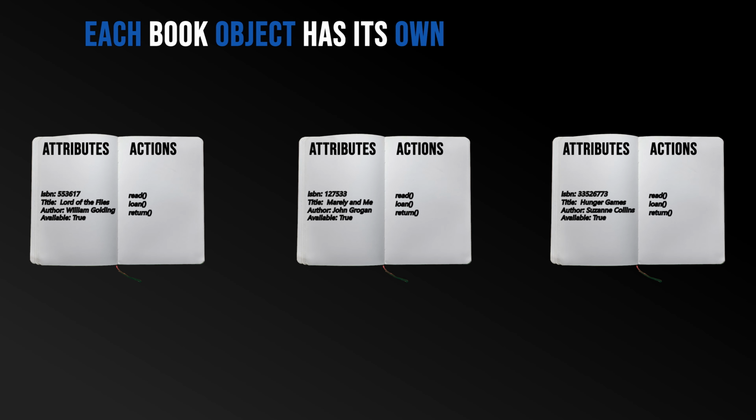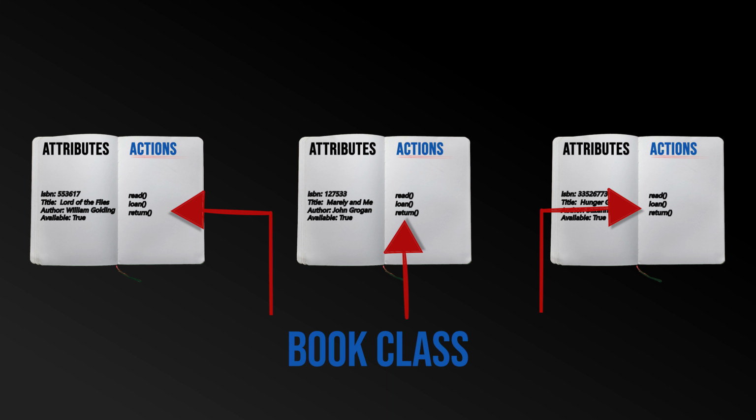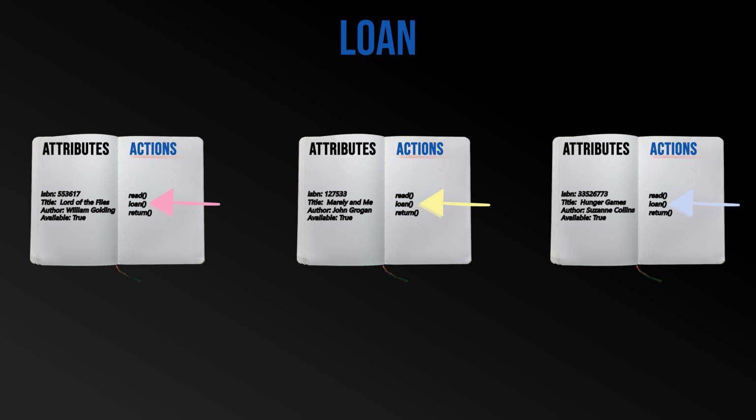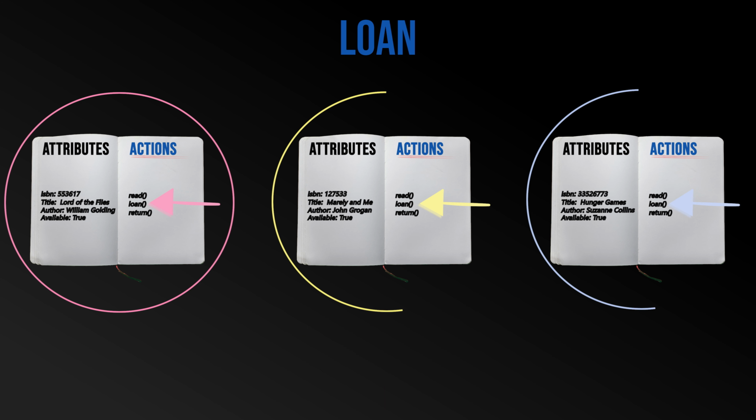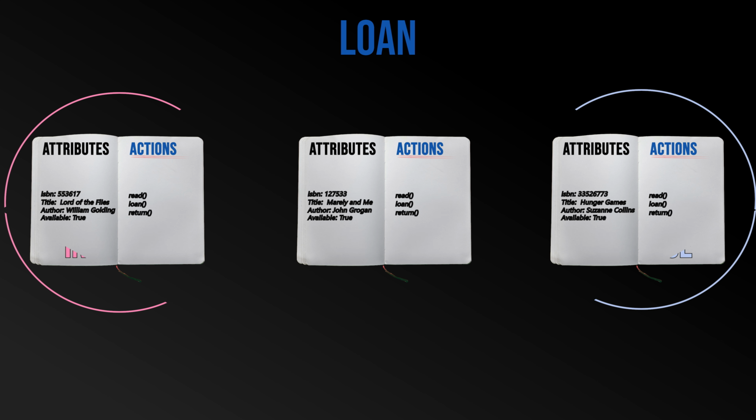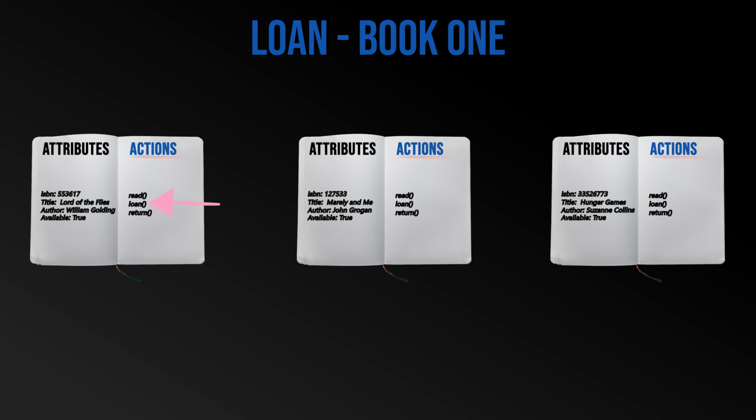Each book object has its own set of behaviors defined by the methods of the class. On a book object, we could perform the loan action and loan the book. That behavior is tied to that instance of the object. So if I wanted to loan out book 1, I would call the loan action of the book 1 object, and I would loan out this specific book.